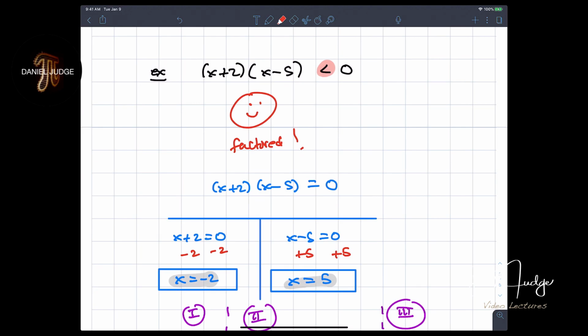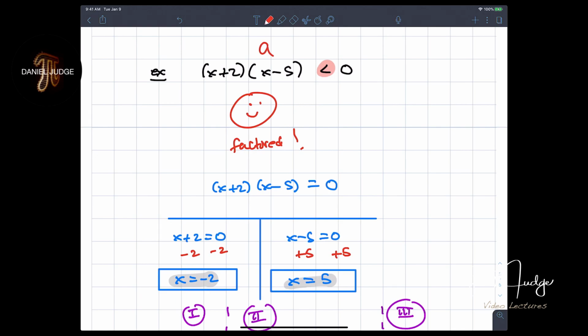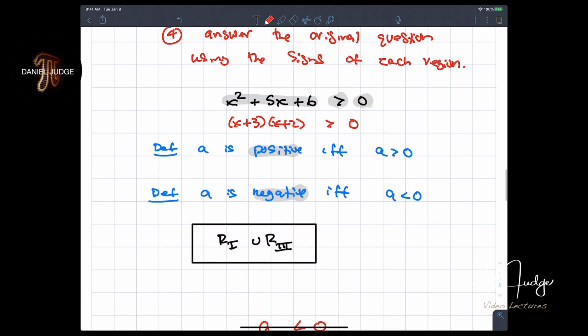Number is smaller than 0. What do you guys get? Less than 0? What does that mean? Anybody know? Less than 0? They're saying, hey, less than 0. What's the definition? Right up here. You are what again? Negative. Anything less than 0 is negative, ladies and gentlemen.